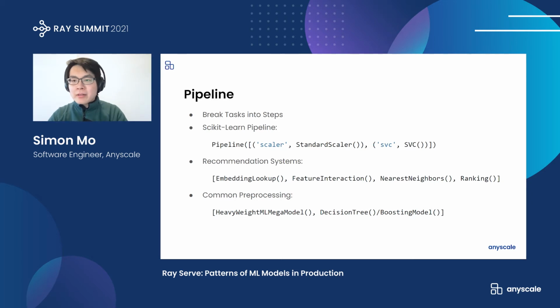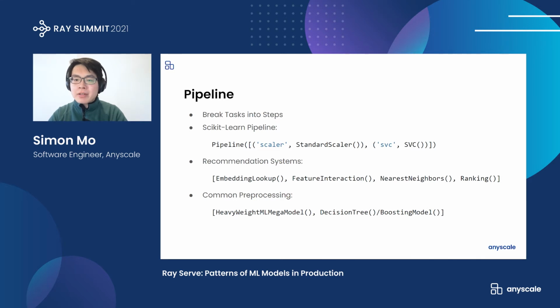You might be familiar with the scikit-learn pipeline construct where you can combine multiple models and processing objects together and call it a fixed function as a whole. There are also common pipelines set up in recommendation systems where a typical recommendation like item recommendation in Amazon or movie recommendation in Netflix goes through multiple stages like embedding lookup, feature interaction, nearest neighbor models, and ranking models.